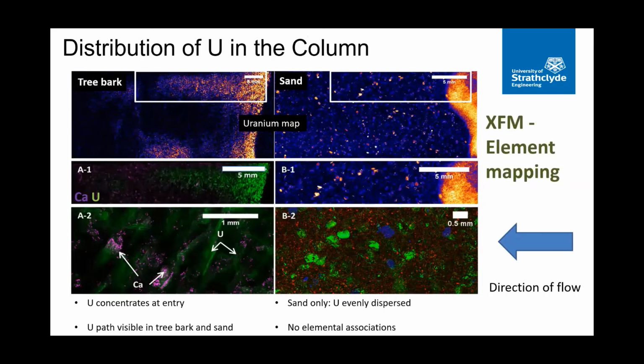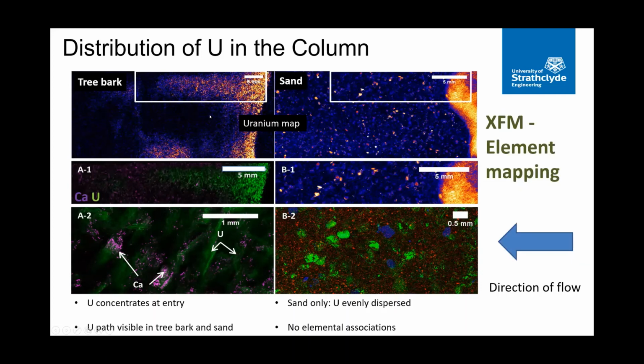So we split the column longitudinally, preserved it in resin, and took it to the XFM beamline to scan the length of it. Here are the first sections of those columns. This is hot because that's the cotton wool, and this one has lost its cotton wool for this sample. I'll talk you through the sand column. Uranium is present throughout the column. You can see the circles of the sand particles, which are roughly spherical. Looking in more detail, there are a few hot ones here and there, again under the colour map.